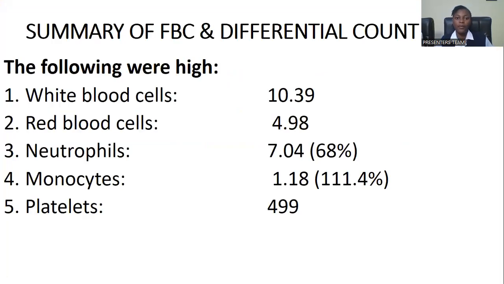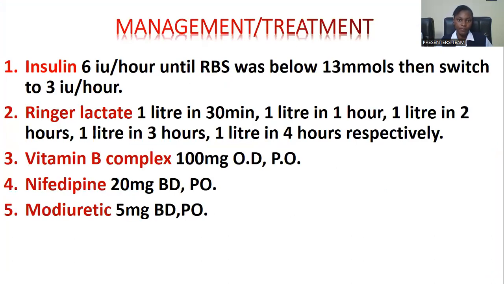Summary of full blood count and differential count. The following were high. White blood cells, 10.39. Red blood cells, 4.98. Neutrophils, 7.04. Monocytes, 1.18. Platelets, 499. Management and treatment.